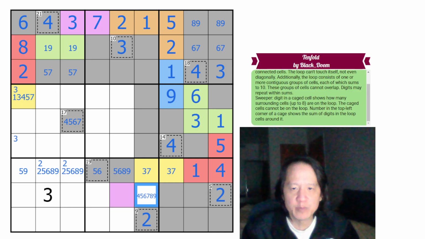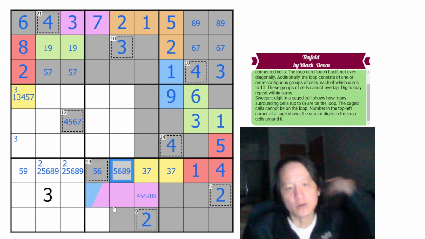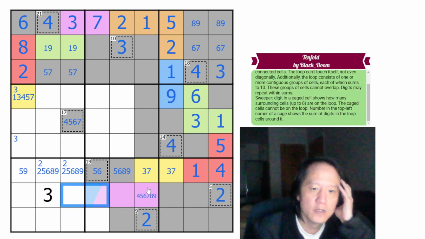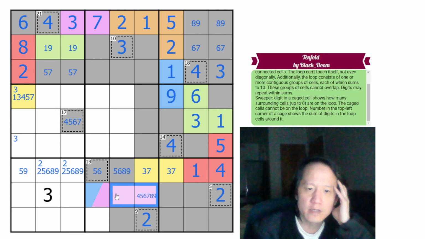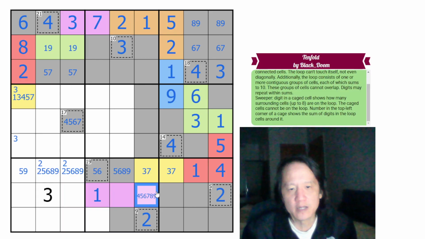Therefore, this must be part of the loop. And therefore, there's 2. We only have 2 cells here. Therefore, this is not part of the loop. And this must be part of the loop. And we don't know if it's pink or if it's some other part of some other loop. Actually, we know this adds up to 9. So then this has to be part of the pink. So then this is 1, because these two add up to 9.